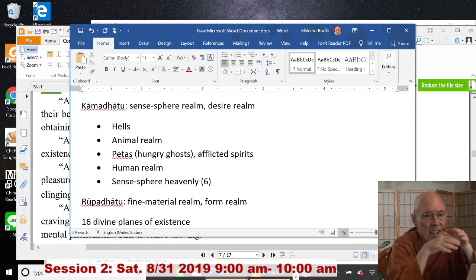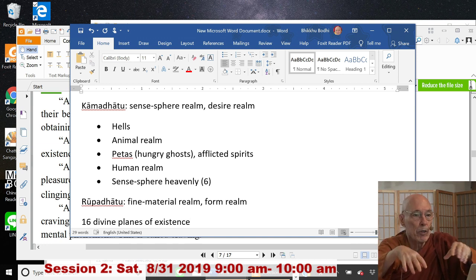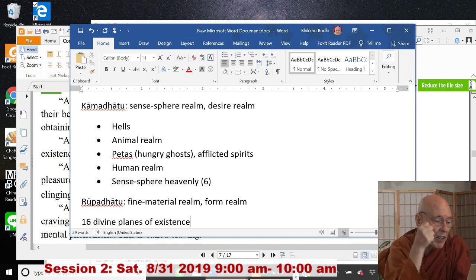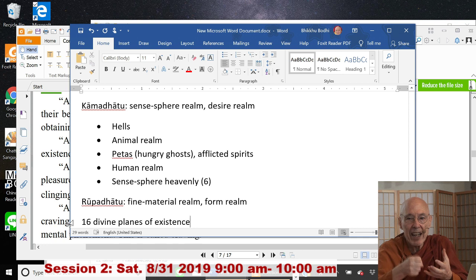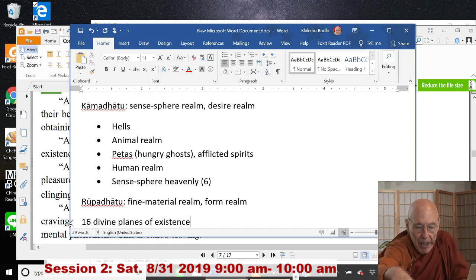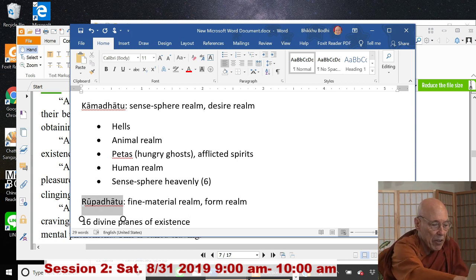So the jhanas are the stages of meditative absorption. And when a person attains a jhana, the consciousness is moving at the level of another realm of existence. It's moving at the level of the beings in the fine material realm. And so the jhana, the consciousness of a person who attains the jhana, the state of meditative absorption, is the counterpart of the realms of existence or these planes of existence in the rupa dhatu.